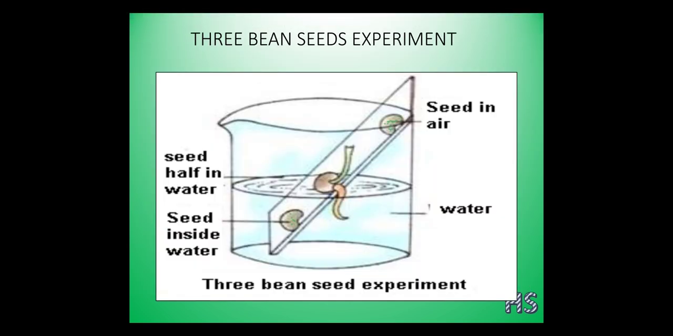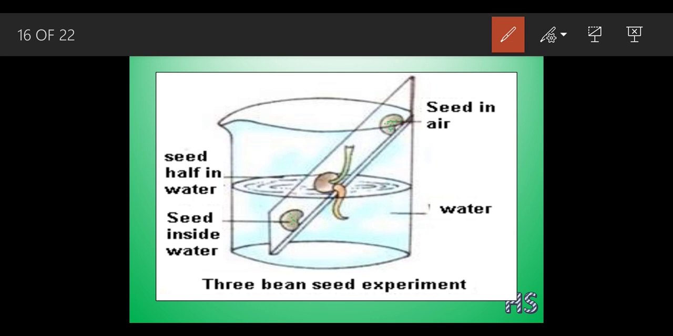Now a three-bean seed experiment. This is quite important, and this is interesting as well. See, this is a wooden plank, as we can see out here, and there are three beans. The experiment is related to the three beans, so they have taken the three beans.